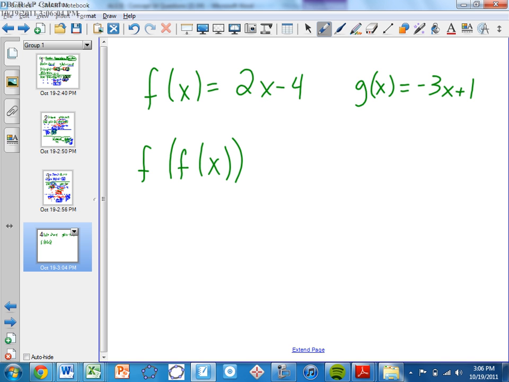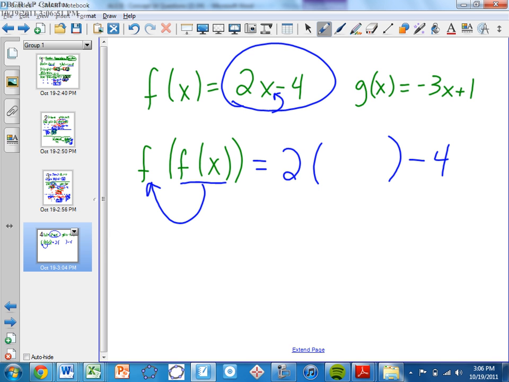Now, what if you were asked, instead of f of g of x, to find f of f of x? You just put 2x minus 4 in the parentheses. Okay, let's say in words what we need to do here. We are taking f of x and we're replugging it into f of x. So, we are actually taking this function and plugging it into itself. You don't need g of x at all.